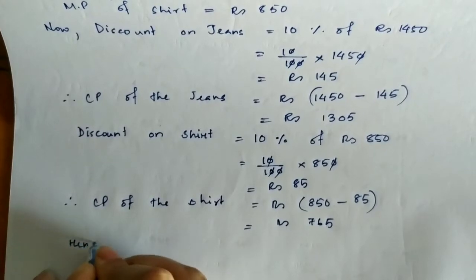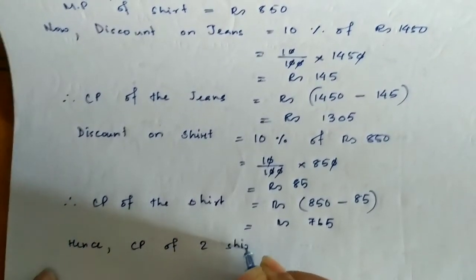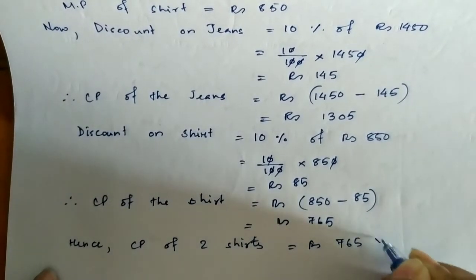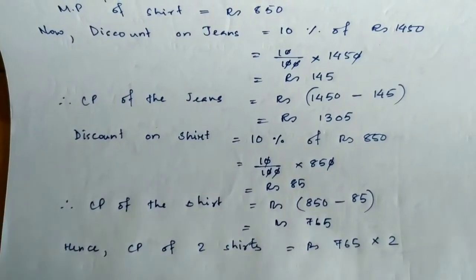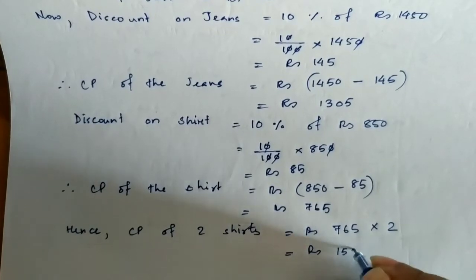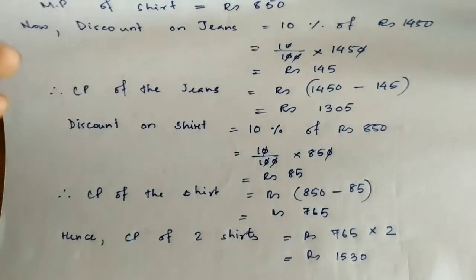Hence CP of two shirts, because the person wants to buy two shirts, will be how much? Rupees 765, just multiply by 2 because the price will be the same. So when you multiply, you get rupees 1530.